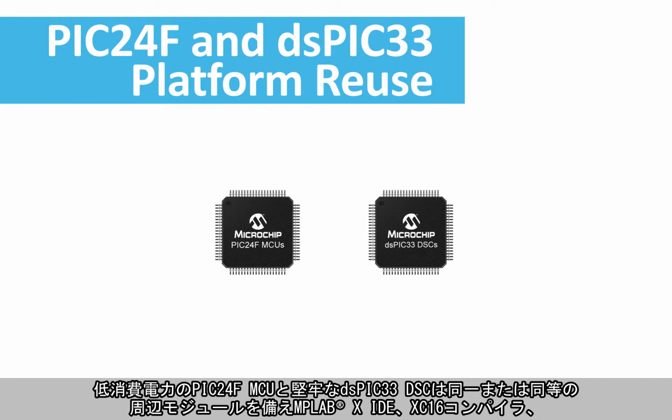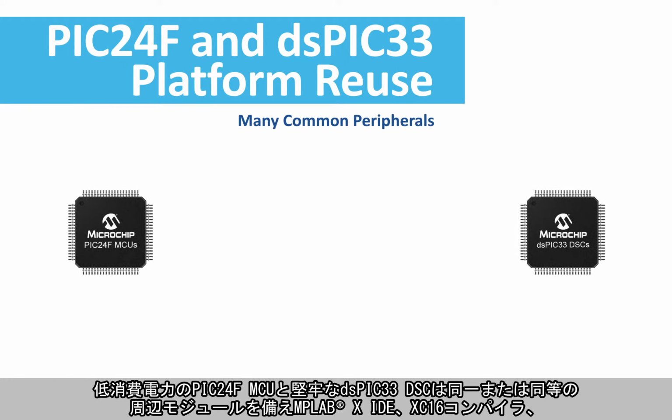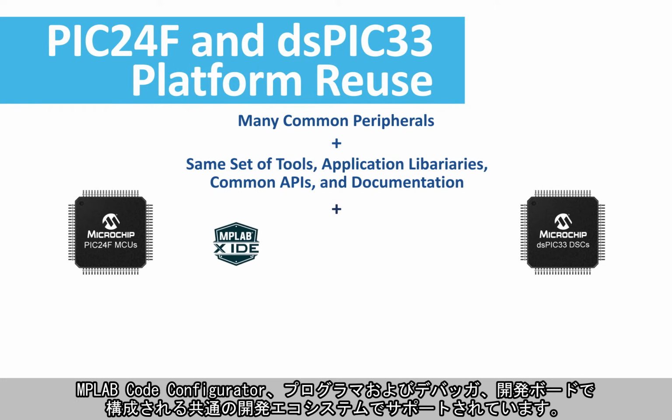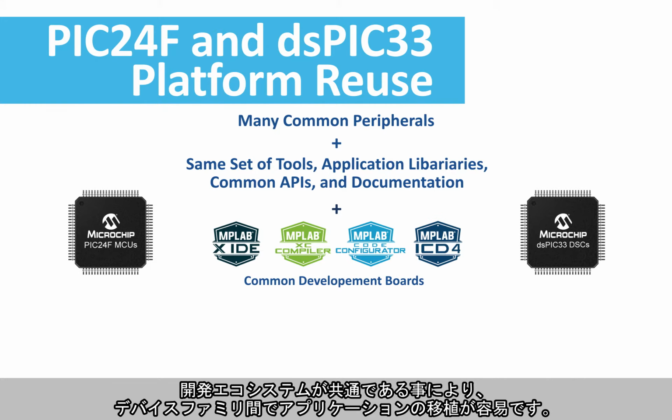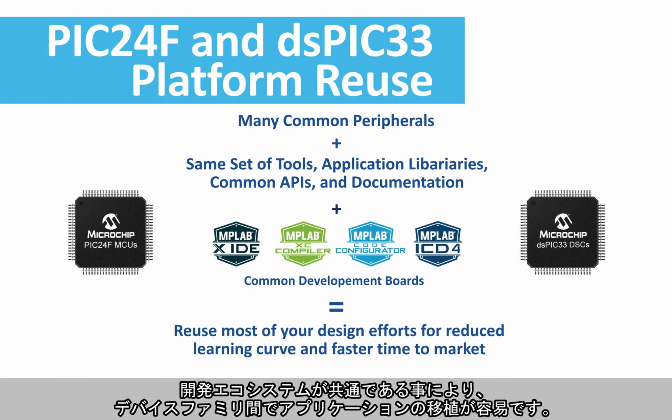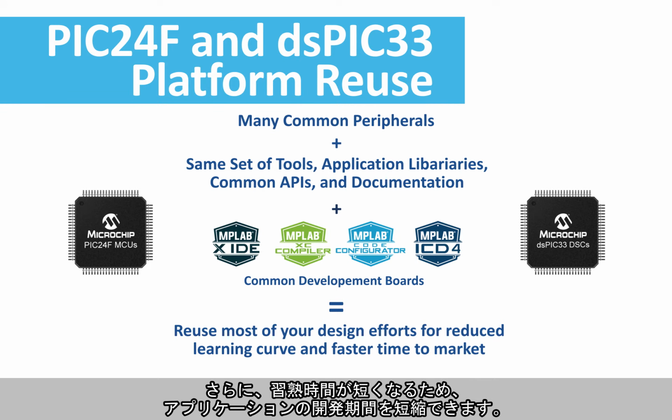display module. The low-power PIC24 MCUs and the robust dsPIC33 DSCs offer the same or comparable peripherals and have a common development ecosystem comprising MPLAB X IDE, XC16 compiler, MPLAB Code Configurator, programmers and debuggers, and development boards. This common development ecosystem simplifies the scaling of your application across these device families to optimize your design. It also reduces the initial steep learning curve and enables you to develop your applications with faster time to market.